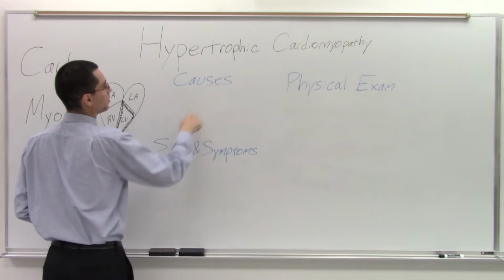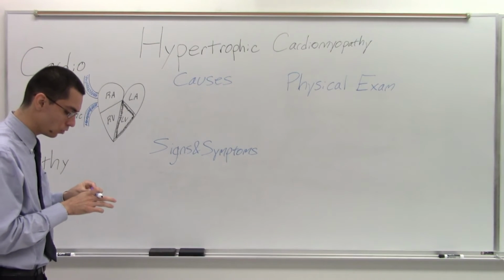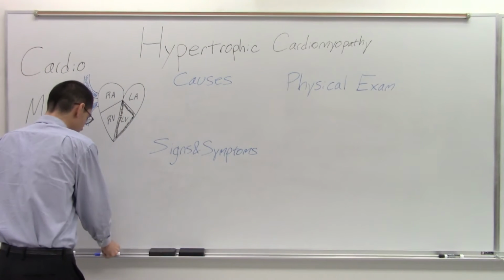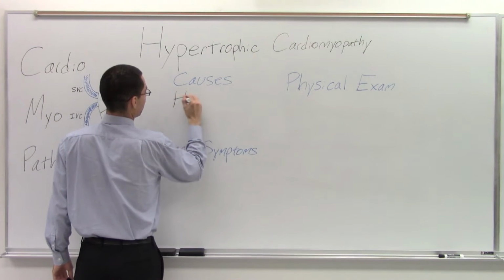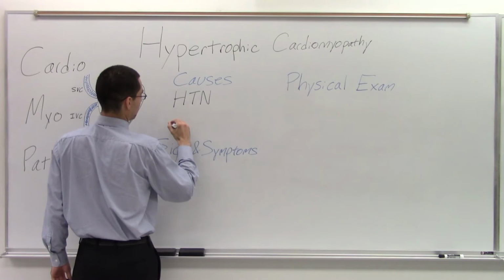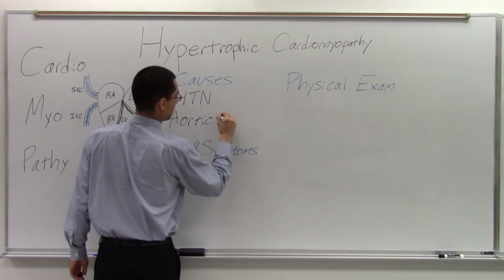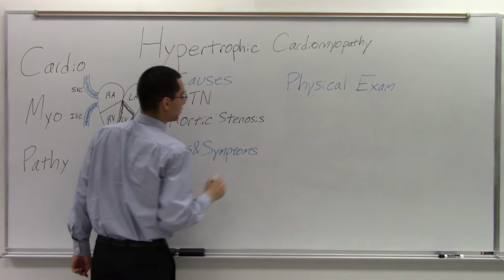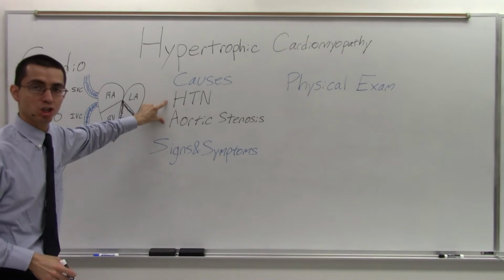What are some causes of hypertrophic cardiomyopathy? Most causes are genetic. However, things like hypertension and aortic stenosis can lead to the development of hypertrophic cardiomyopathy if these are left untreated.